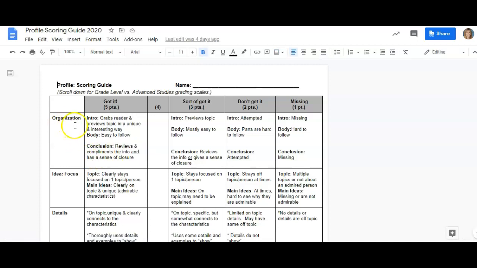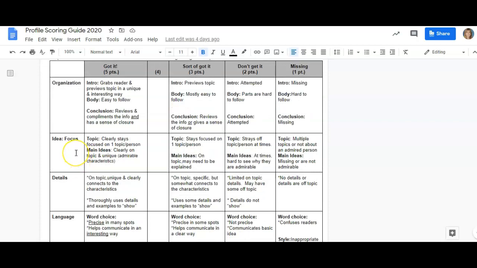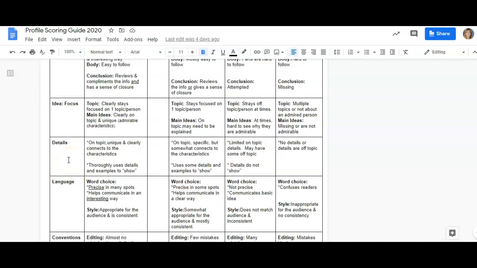So you want a strong introduction, strong body that's easy to follow, and a strong conclusion. Your idea has to be focused on one person. You can't pick two people. It's got to be one person. And you have to have very clear characteristics or admirable characteristics that we would all say, yep, that's something to be admired. Then you have to have really good details that support those characteristics.